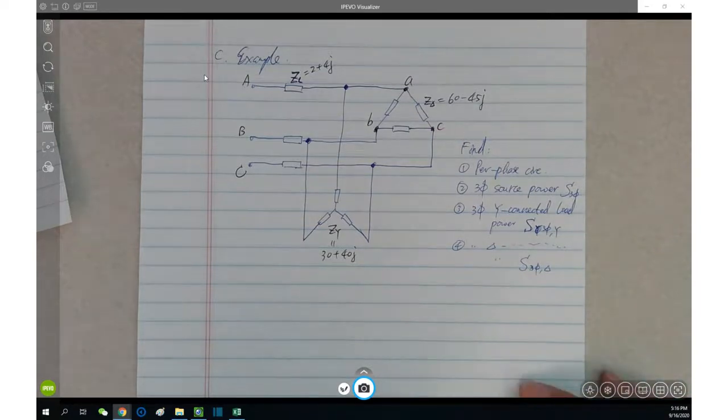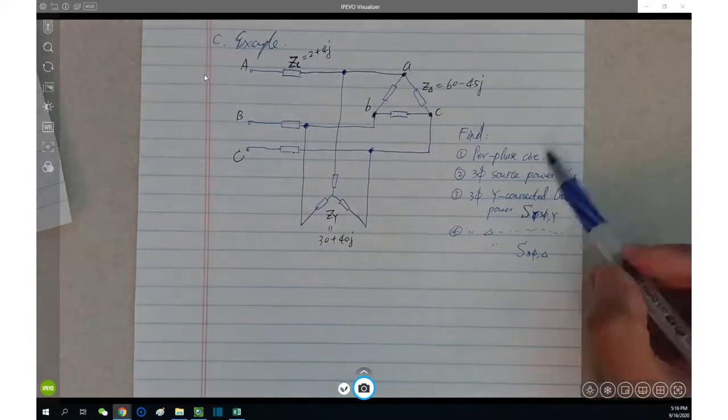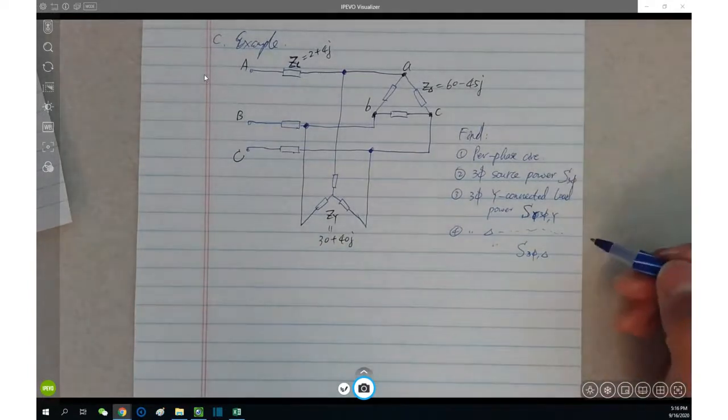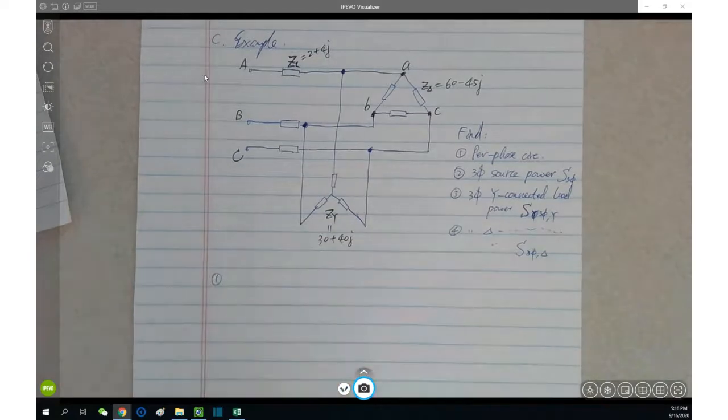Not much time left, but we can. What is the per phase circuit for number one? So let's finish the first question. What does it mean by per-phase circuit? Per-phase circuit is very easy. Because we're dealing with the three-phase balanced system, everything is balanced. So we just pick one of the phases to do the calculation.